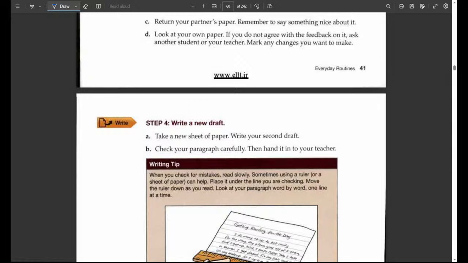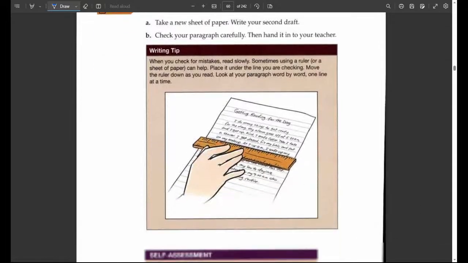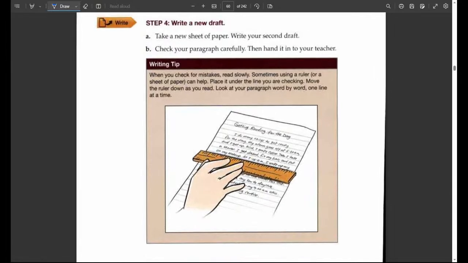Look at your own paper. If you do not agree with the feedback on it, ask another student or your teacher. Mark any changes you want to make. Write a new draft. Take a new sheet of paper and write your second draft. Check your paragraph carefully. Then hand it in to your teacher.